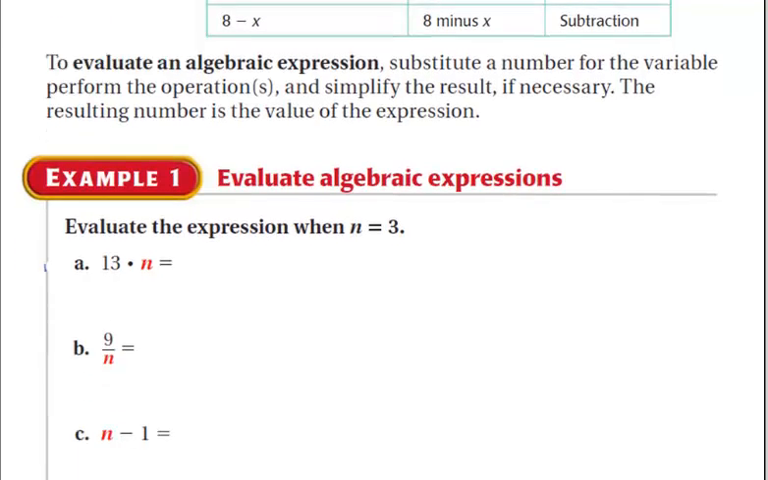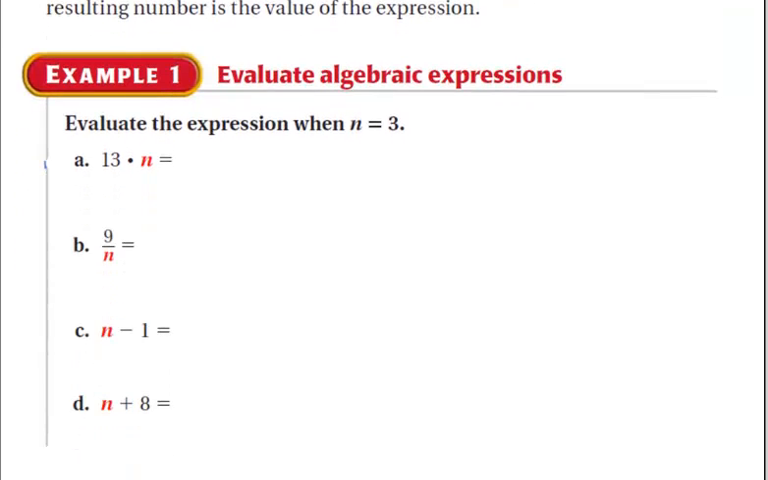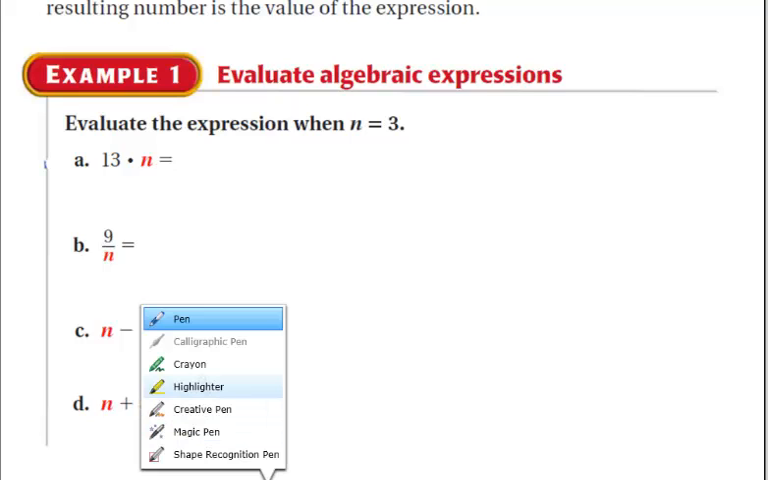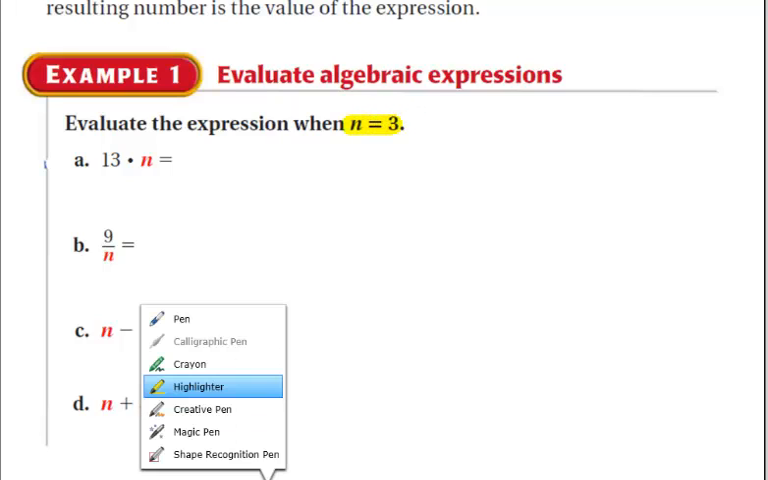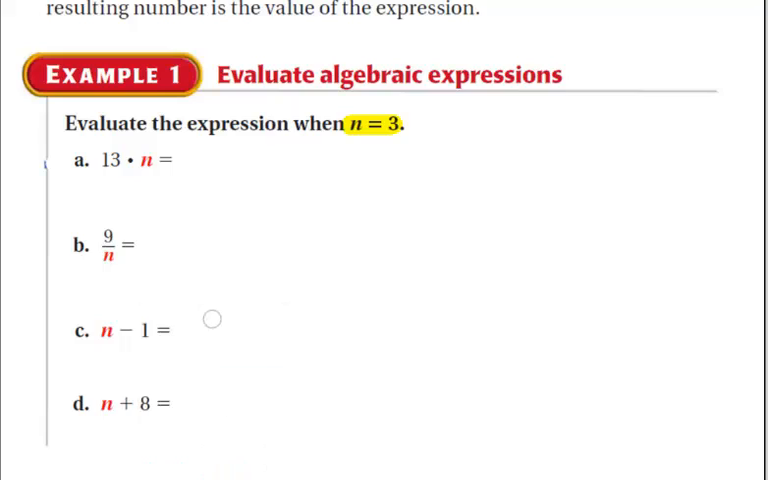Here's the first example. In the first example, we have 4 different examples. They all have n as a variable, and the variable n is given at the beginning of the question. Then we have to use that variable to substitute in each example. So let's do the first one. We need to multiply 13 by 3, and the answer is equal to 39.